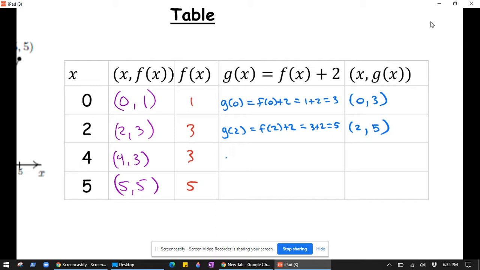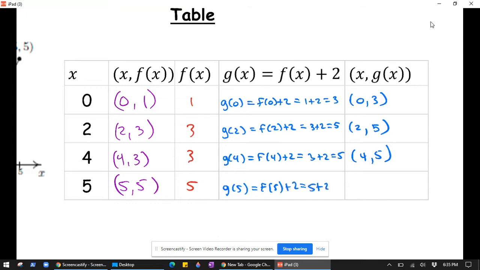g of 4 would be f of 4 plus 2, but f of 4 is 3, so that's 3 plus 2, which is 5 again. So I plot the point (4, 5). And g of 5 is equal to f of 5 plus 2, and f of 5 is 5, so that's 5 plus 2, which is 7. So I've got the point (5, 7).